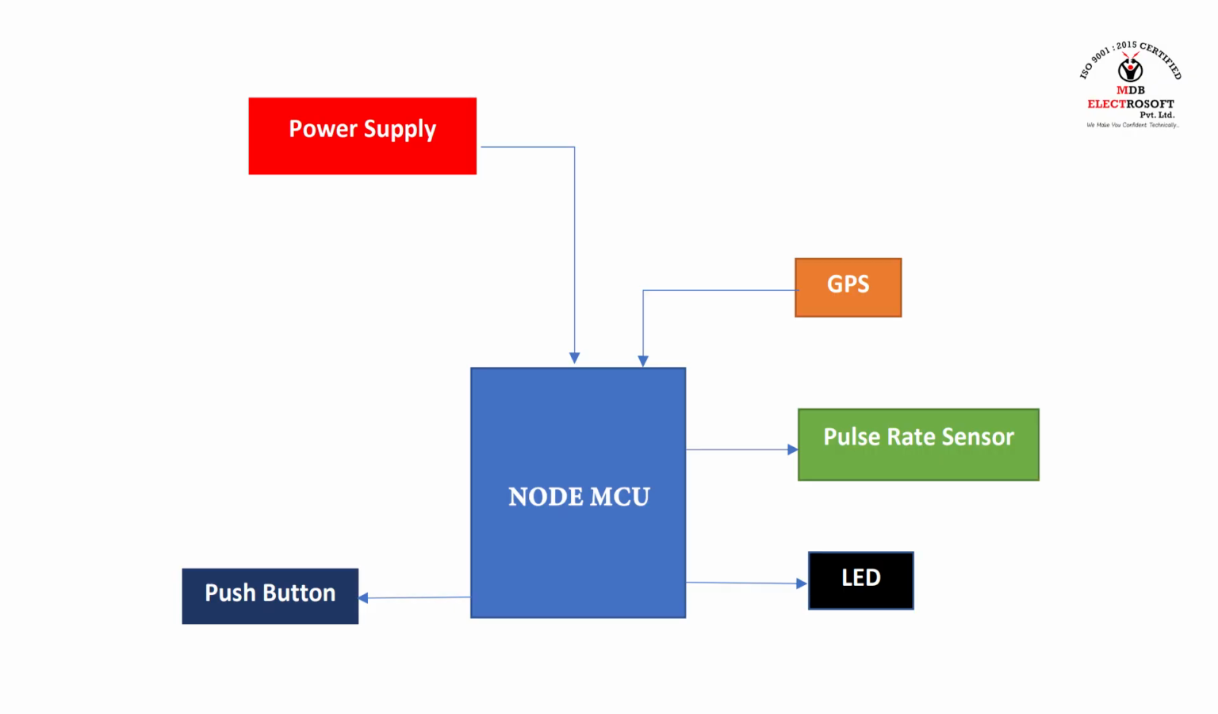Then we have the pulse rate sensor. Why are we using a pulse rate sensor? Because with the help of the pulse rate sensor we can monitor the pulse rate. If someone's pulse rate goes out of range, like the normal range of 60 to 100, if the subject's pulse rate crosses this, that person is feeling unwell. In case of that, it will also send an alert to the authorized person or user through the IoT.